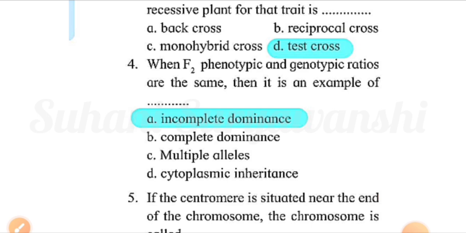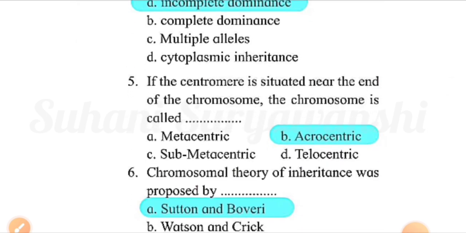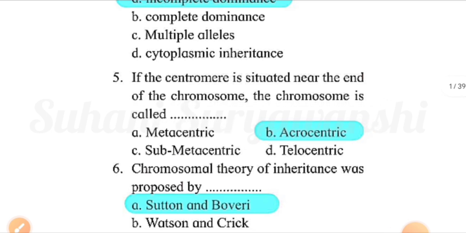Question 4, when F2 phenotypic and genotypic ratios are the same, then it is an example of option A incomplete dominance, option B complete dominance, option C multiple alleles, and option D cytoplasmic inheritance. So the correct answer is option A, that is incomplete dominance. Next question is, if the centromere is situated near the end of the chromosome, it is called option A metacentric, option B acrocentric, option C submetacentric, and option D telocentric. So the correct answer is option B, that is acrocentric.